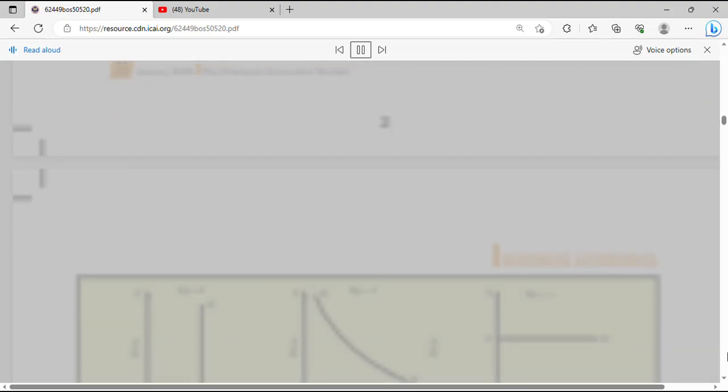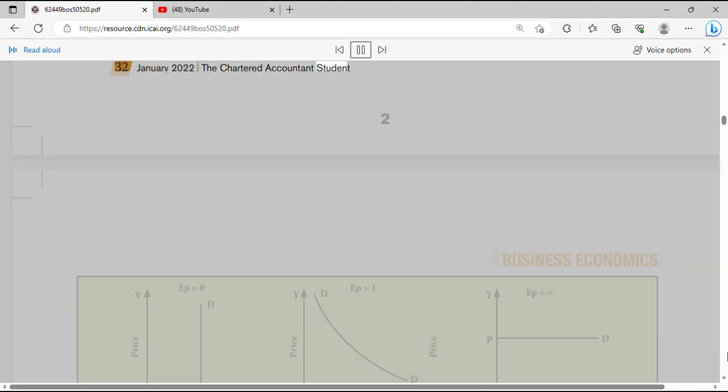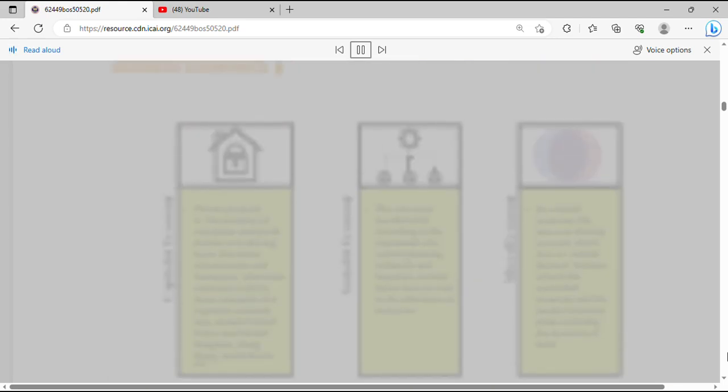32 January 2022. The Chartered Accountant student. Business economics.